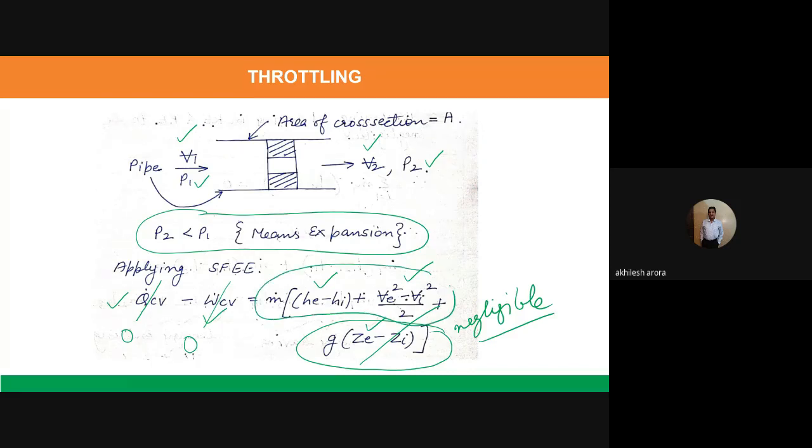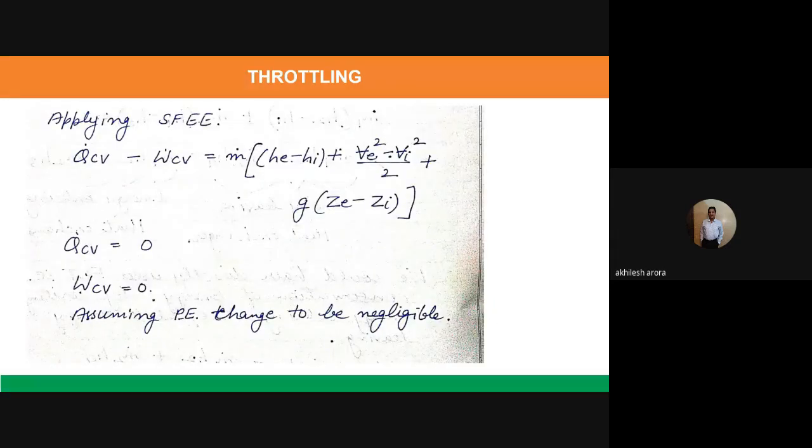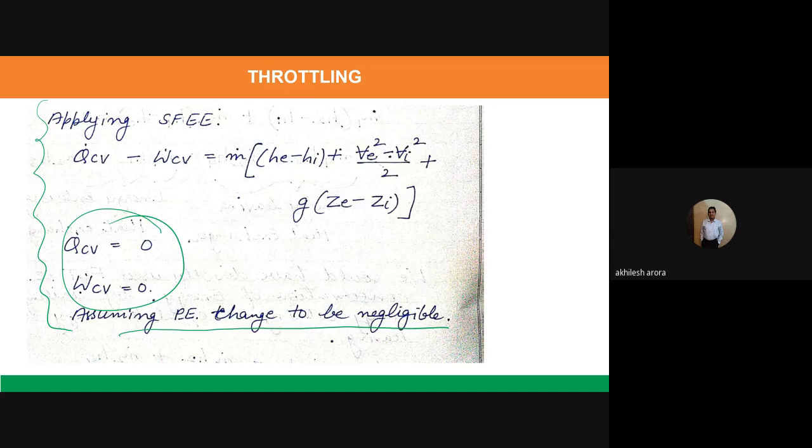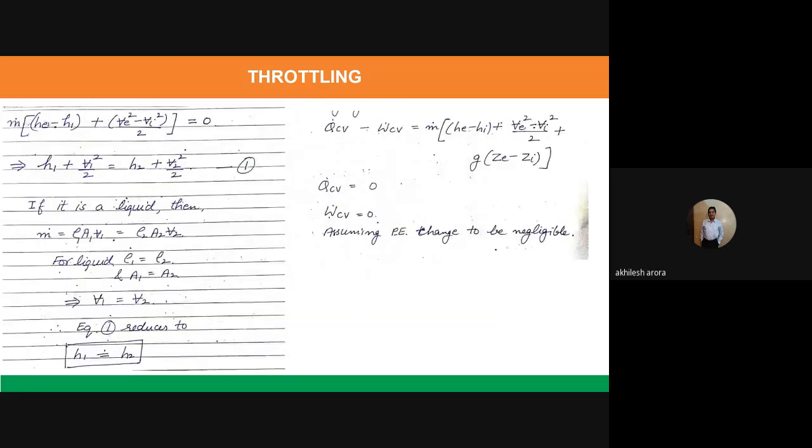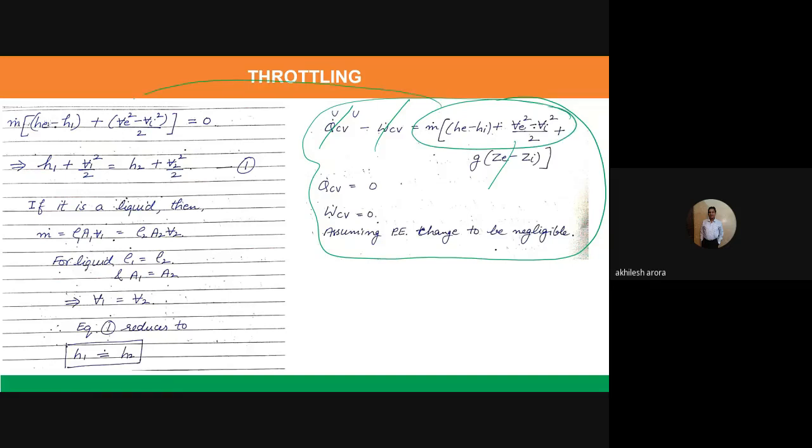Once again, it's written here, whatever I have already explained, assuming potential energy change to be negligible. These two I have already considered 0. So let us go to the next slide. What are we left with? We are left with this part only. You can see it here, the previous slide is shown here. So this was not there, this is also going, this is also going. So we are left with this term, which is written here: m dot, he minus hi, times v e square minus v i square by 2, that is equal to 0.